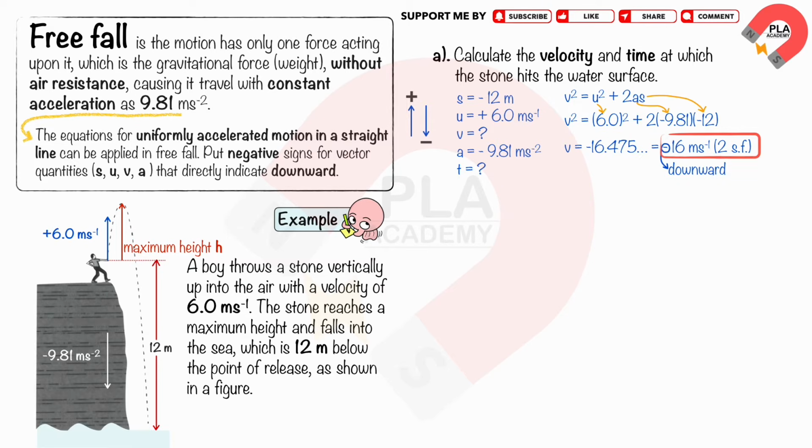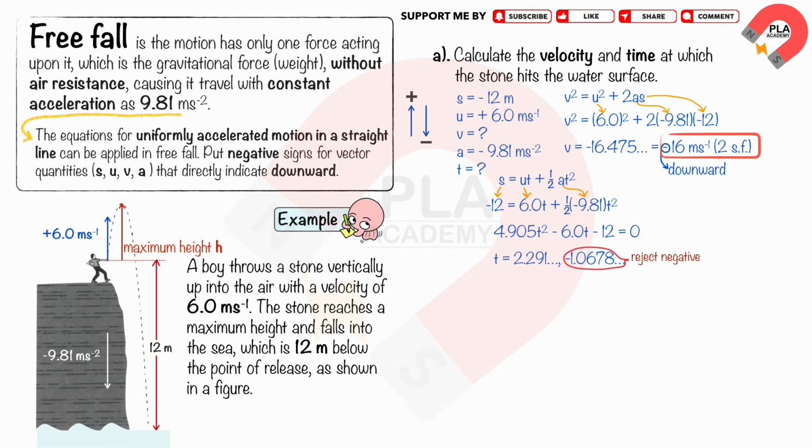Now, let's use the equation s equals ut plus half at squared, to find the time, t. We substitute s equals negative 12, u equals 6 and a equals negative 9.81. We rearrange and simplify the equation, like this. And then we solve the equation for time t, like this. We reject the negative answer for time. So, time t equals 2.3 seconds to two significant figures.